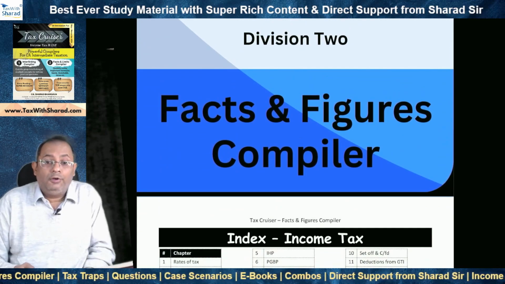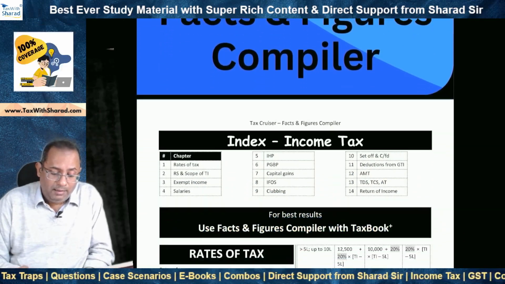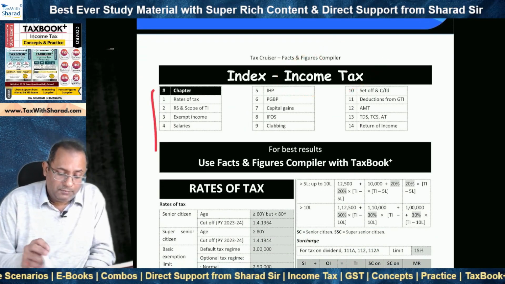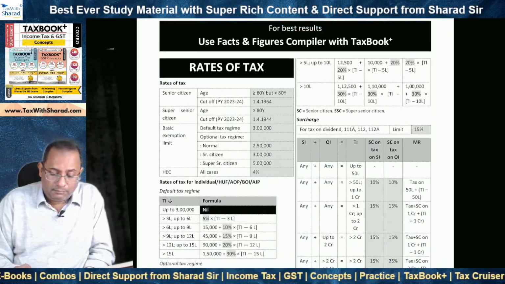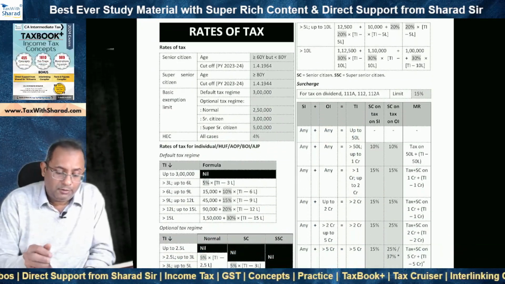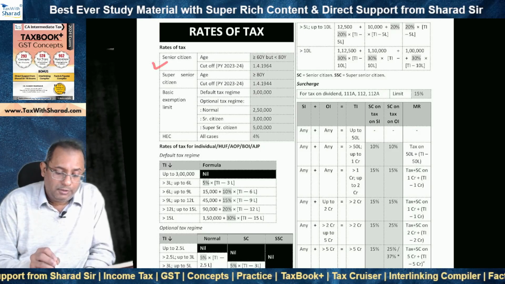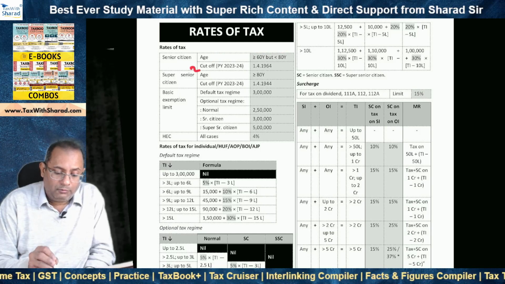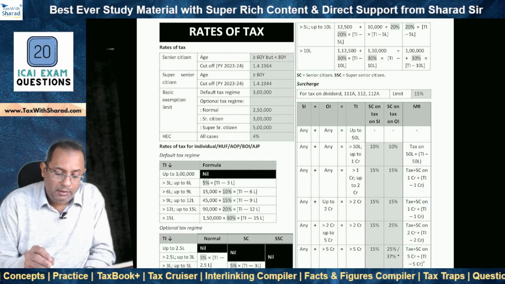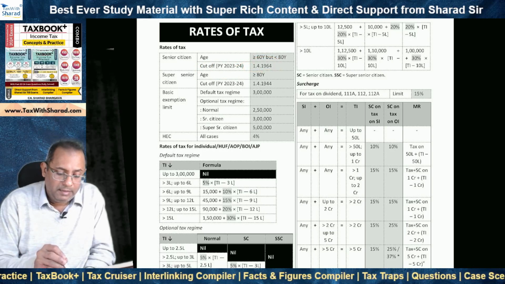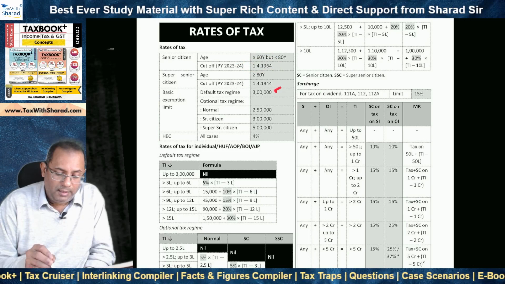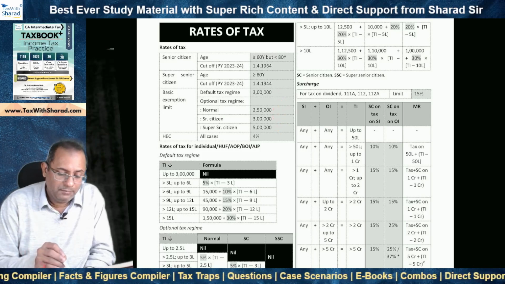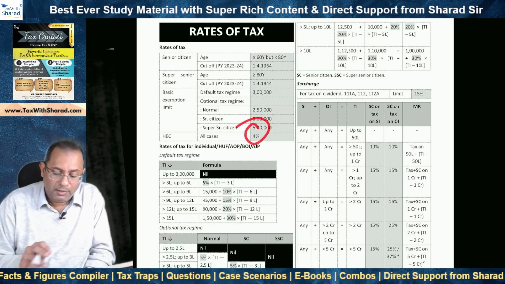The second compiler, as I told you, is the facts and figures compiler. If you look at income tax, which is the first section, this is chapter wise, and this is basically the compiler. If you look at the rates of tax chapter, senior citizen age should be 60 years or more but less than 80 years, and the cutoff to become a senior citizen for PY 23-24 is 1st April 1964. Basic exemption limit, default tax regime is 3 lakh, optional tax regime for normal is this, for senior citizen is this, for super senior citizen is this. The cess in all the cases is 4%.